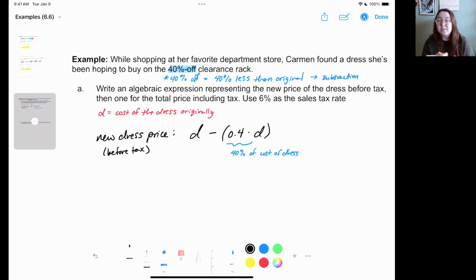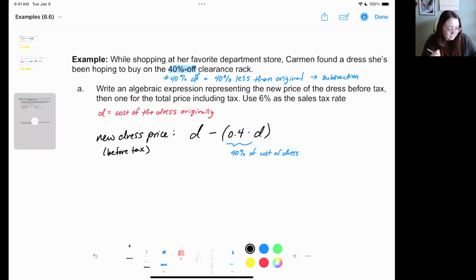This is actually the same formula as 0.6 times D. We're not going to use that, but it is the same thing. So if you did think of that at some point, then that is great. If not, then this is how we're going to do it. So we're finding that 40%, and then we're subtracting it from the cost of the dress. So that's going to be our equation there for the new dress price.